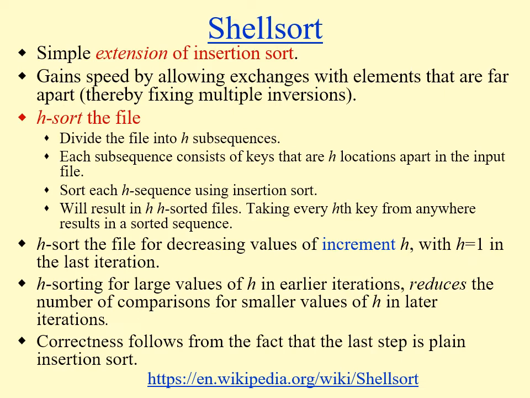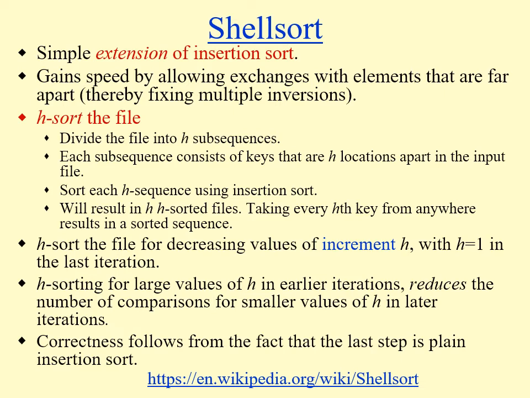So here we gain speed by allowing exchanges with elements that are far apart, thereby fixing multiple inversions. So what's the meaning here? Gain speed means reduce the complexity or increase its performance. We can allow exchanges. That means we swap the positions of 2 elements, correct? In insertion, we just move to the right and then insert. But here we allow exchange with elements that are far apart.